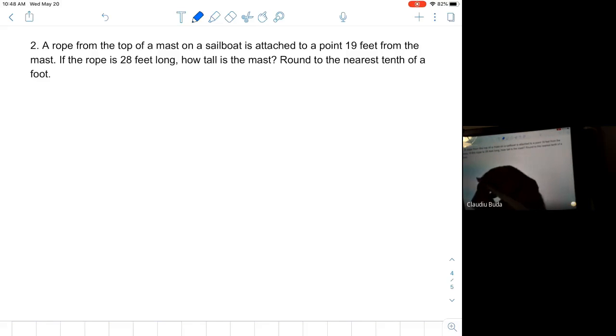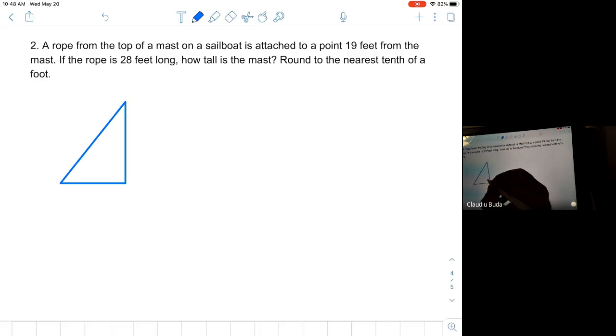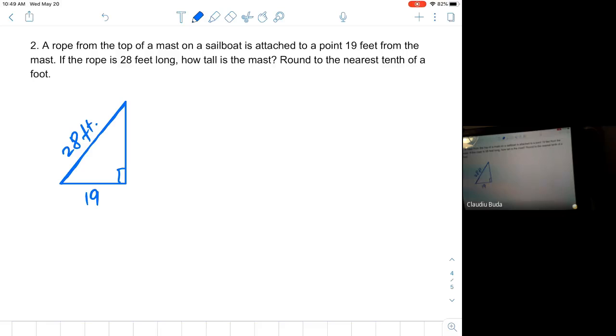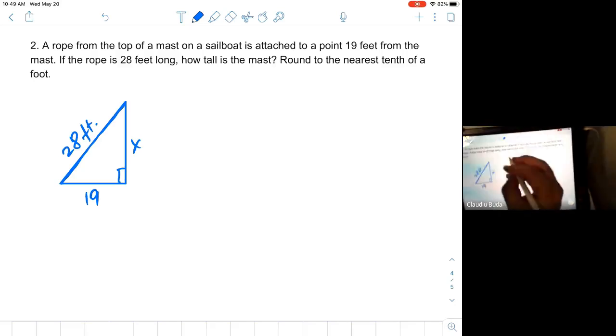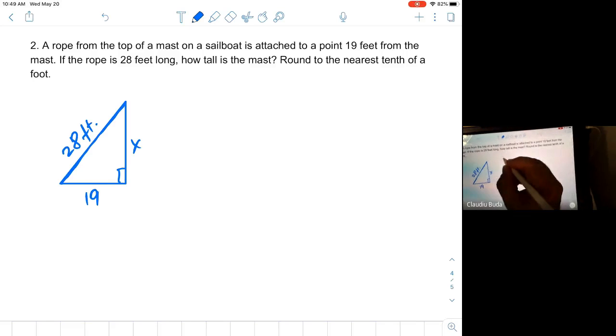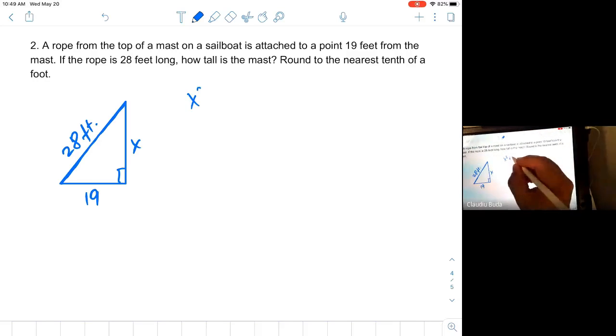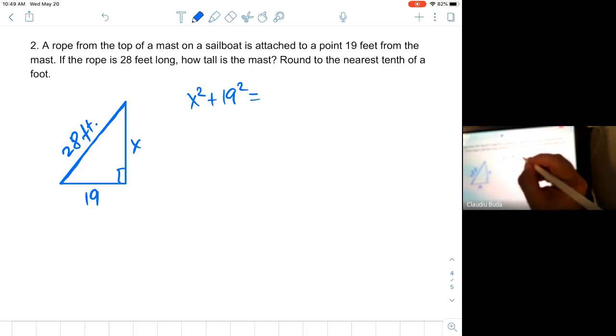So what do we have? We have a rope. This is my rope right here, and that is 28 feet long, and this is 19 feet. It's from the base of the mast. How tall is the mast? That is x. Since we don't have an angle, we're just going to use the Pythagorean theorem. x squared plus 19 squared, those are the legs, equals the square of the hypotenuse, which is 28 squared.